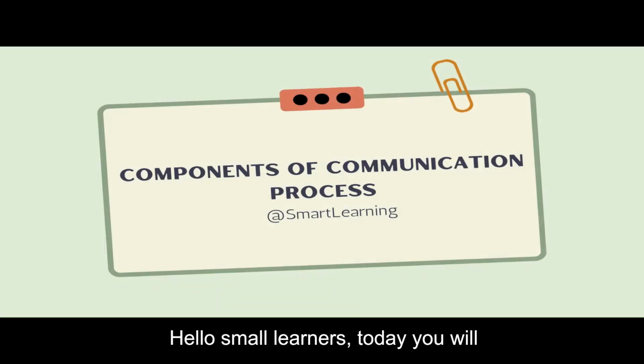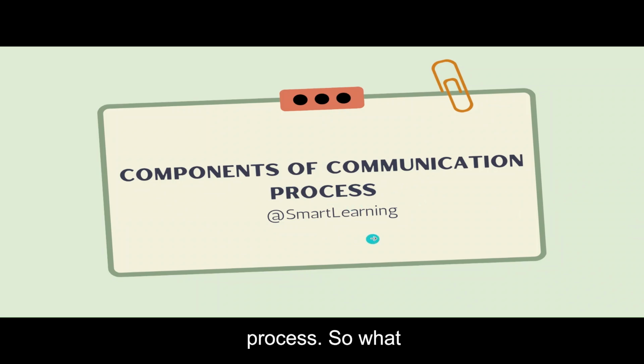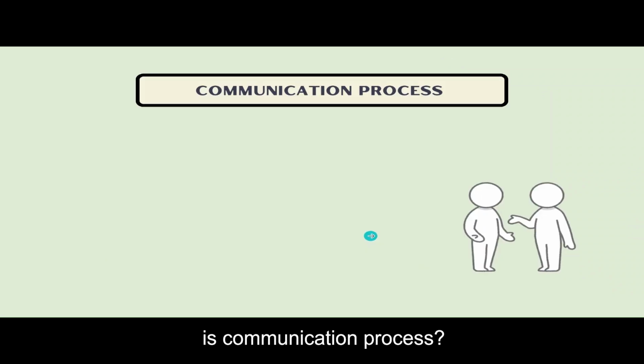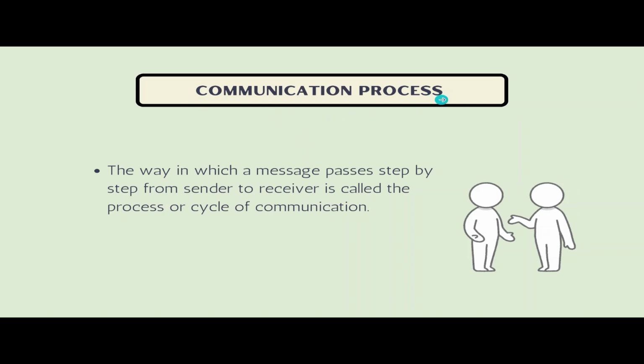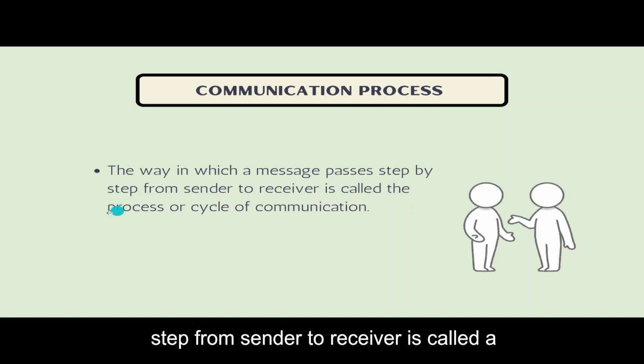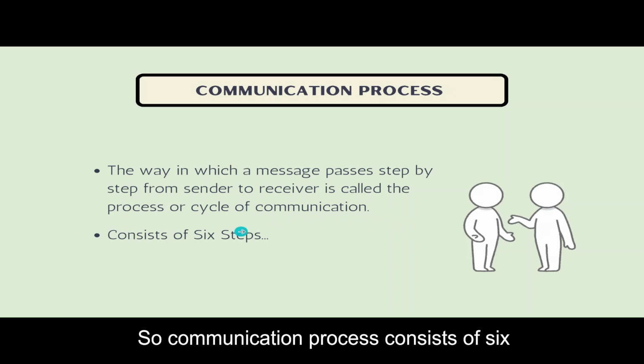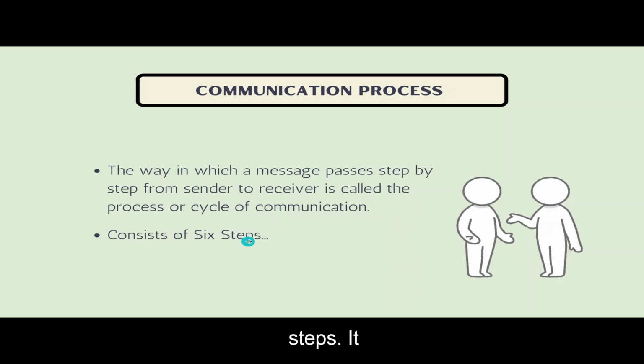Smart learners, today we will learn about components of the communication process. So what is the communication process? The way in which a message passes step by step from sender to receiver is called the process or cycle of communication. The communication process consists of 6 steps.